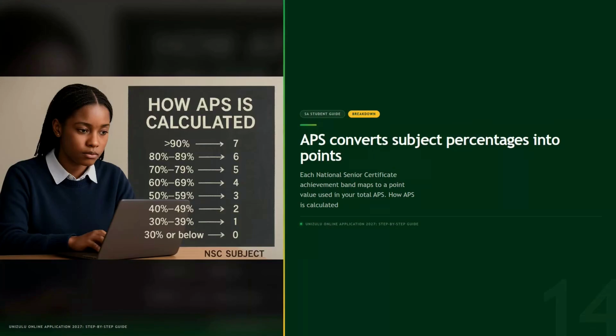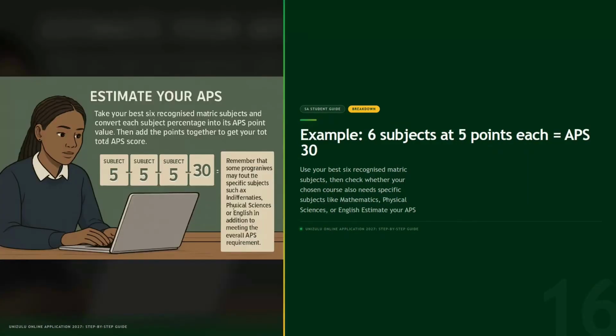To calculate your APS, the university uses your achievement levels from your national senior certificate subjects. Each percentage range is converted into a point value. For example, 80% and above equals 7 points, 70 to 79% equals 6 points, 60 to 69% equals 5 points, 50 to 59% equals 4 points, 40 to 49% equals 3 points, 30 to 39% equals 2 points, and 0 to 29% equals 1 point.